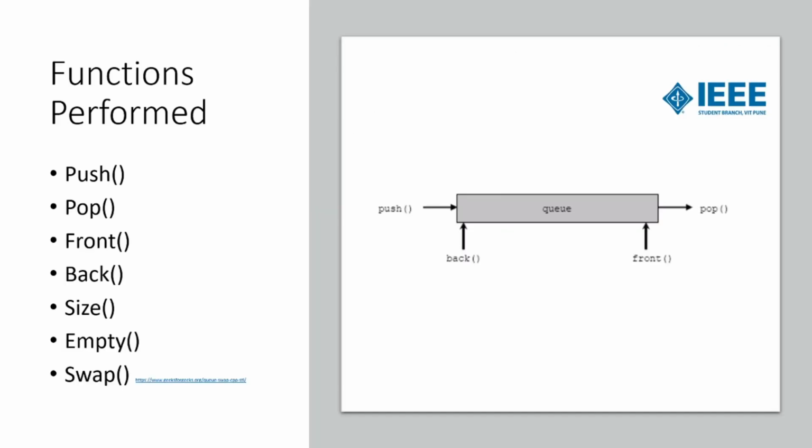These are some common and very basic functions that can be performed on queues. To the right, you can see a visual representation of a queue. Unlike stacks, queues have both ends open, one of which is the front and the other one is the back. Now let's get to the coding part of it.